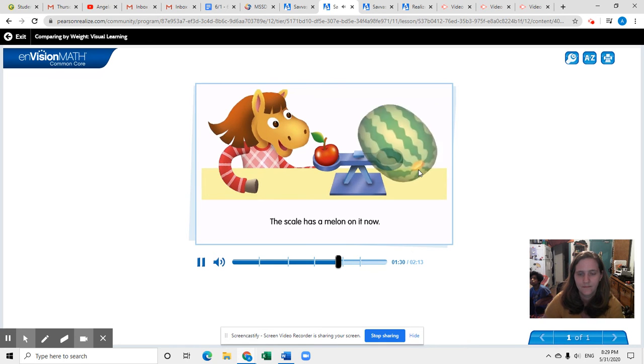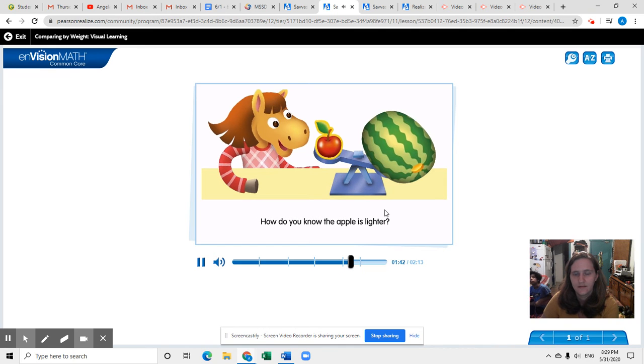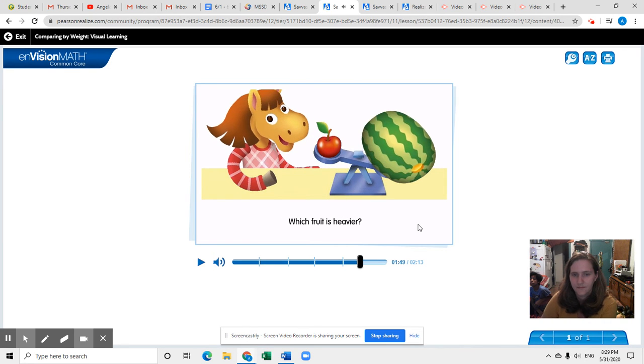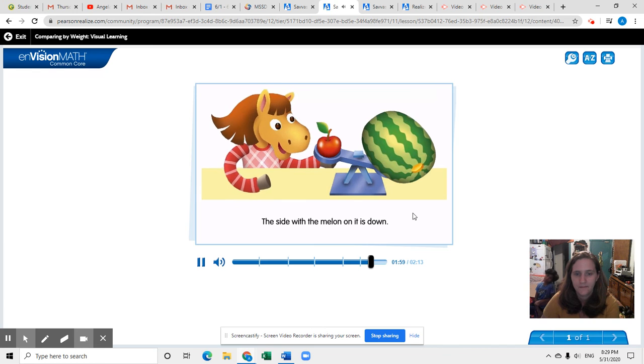The scale has a melon on it now. Which fruit is lighter? So the lighter fruit is the apple. Very good. The apple is lighter. How do you know the apple is lighter? The side with the apple on it is higher. Which fruit is heavier? So the apple is lighter and the melon is heavier. Very good. The melon is heavier. How do you know the melon is heavier? The side with the melon on it is down.